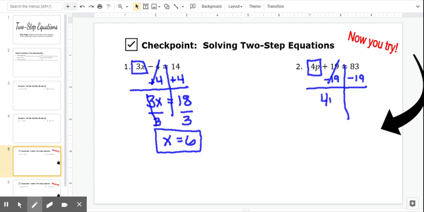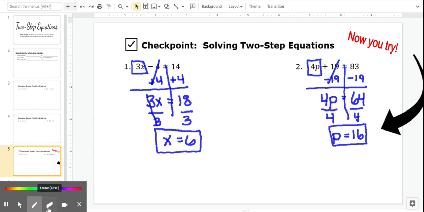Drop down the 4p equals 83 minus 19. Again, you can either use a calculator or you can just do it off to the side. That'll give me 64. How do I get rid of this 4 that's in front of the p? Divide both sides by 4. And I get p is equal to 16. How are we doing? So far, so good? Let's do 2 more problems together.